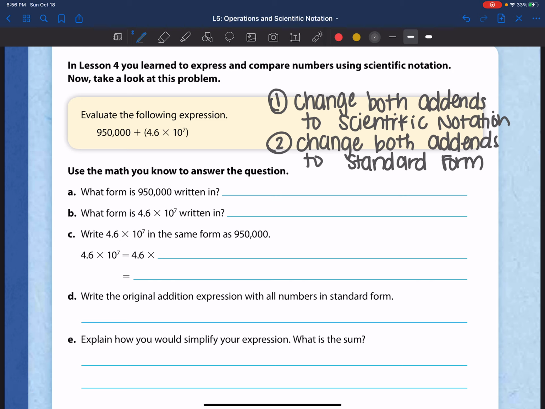So 950,000 is already written in standard form, and we know that because it's expanded and it doesn't have a power of 10. What form is 4.6 times 10 to the 7th power written in? It has both a coefficient and a power of 10. And when it has both like that, it lets you know that that is written in scientific notation.